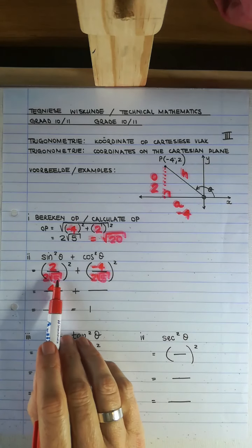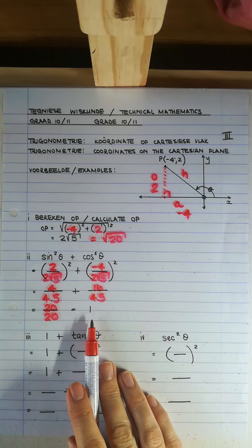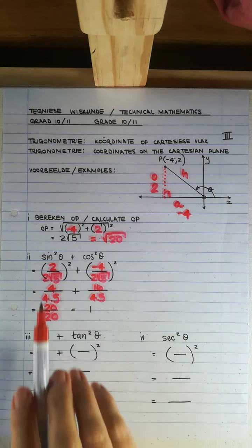When we square 2 square root 5, we will square 2, that gives 4. Squaring the square root of 5 gives a normal 5. And this fraction, -4 squared, is +16. And similarly, we will have 4 times 5 over here. Now, when we add 4 and 16, that gives us 20. And 4 times 5 is also 20. That means that the fraction is equal to 1. We can make a conclusion that sine squared theta plus cos squared theta will always be equal to 1.